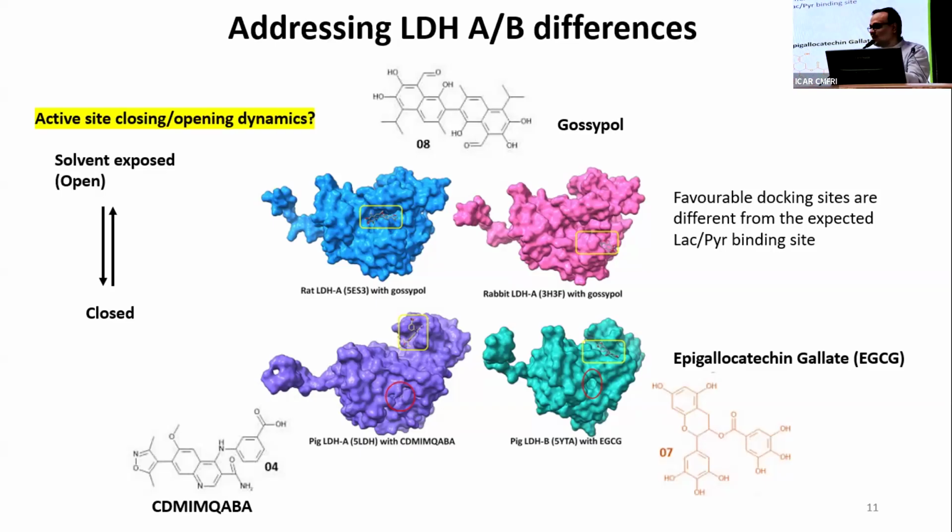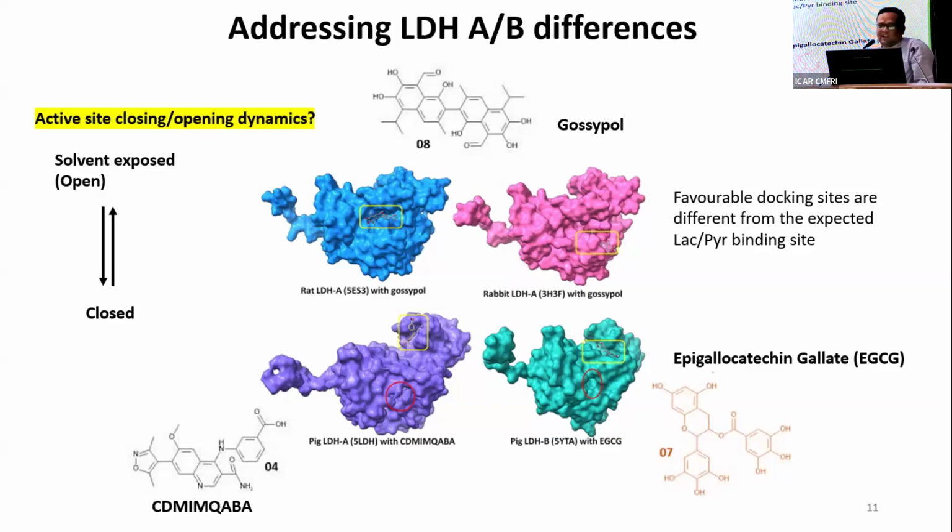Now we took structures of various LDH A and B from different mammalian sources. Some active site channels were closed, some of them were open. Maybe you can say it is protein dynamics. But there is a lot of difference in the sequence also, right? When you align them and check, all of them are not similar. You can see that binding of these things, gossypol and all these drugs, happened at other places rather than the channel where you're supposed to see the binding.